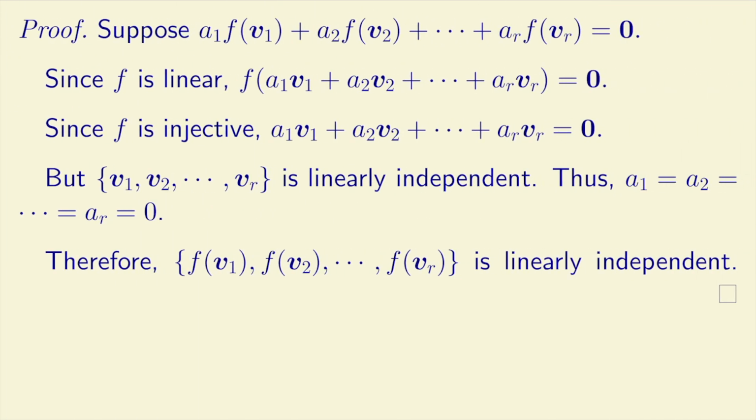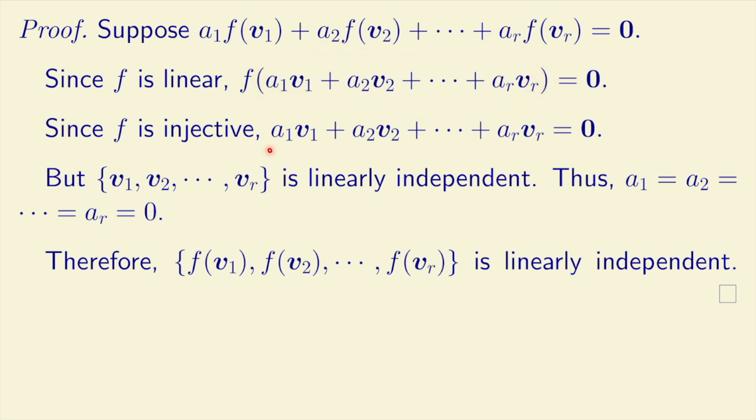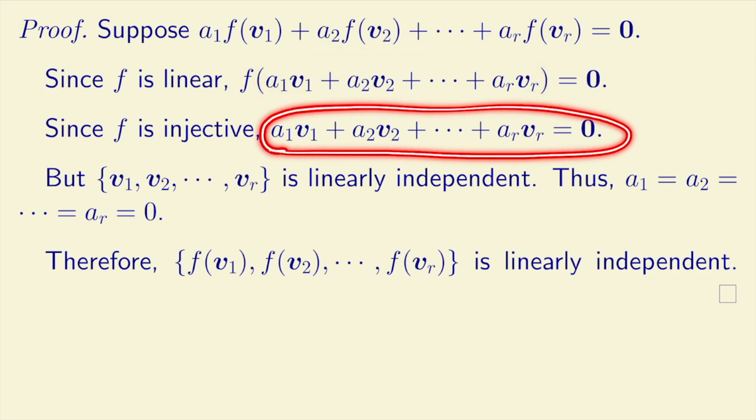The proof starts by assuming a linear combination of the transformed vectors equals 0. So a1 f of v1 plus a2 f of v2 plus ... plus ar f of vr equals 0. Since f is linear, we can write this as f of (a1v1 plus a2v2 plus ... plus arvr) equals 0. Oh, now I see it. Since f is injective, its kernel is just the 0 vector. So f of x equals 0 only if x is 0. That means the expression inside the parentheses must be 0.